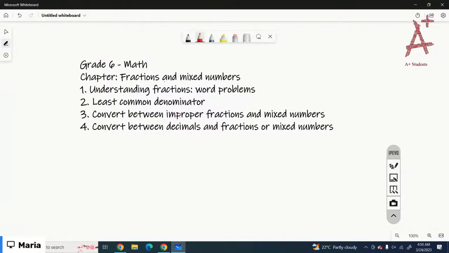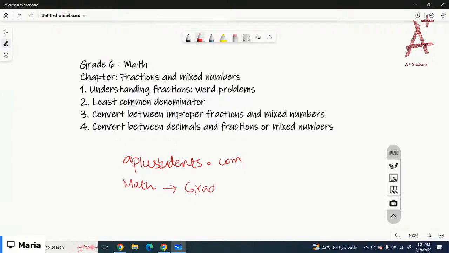So, we're going to start with grade 6 maths. You can find all the lessons on aplusstudents.com. You have to log in there using your email address and password as provided by the administrator. Then, you have to select math from the subject tab.